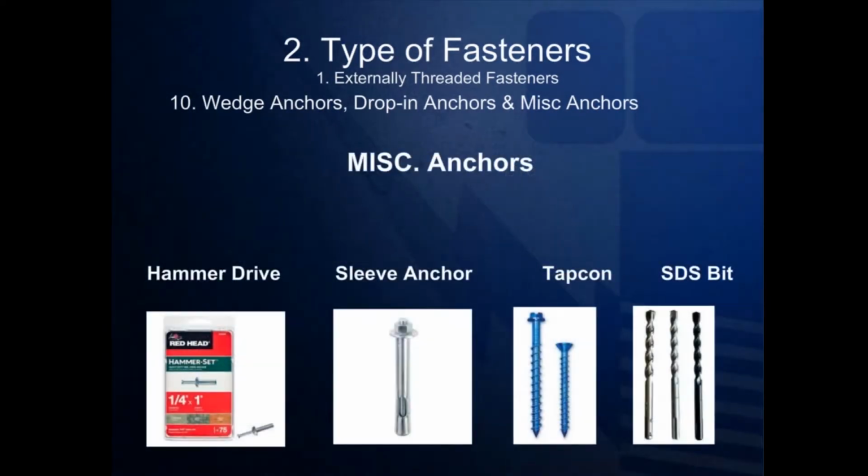Other types of anchors include hammer drives, which are small nail-type anchors where, once the pin is driven inward, the part that is inside the hole rapidly expands, thus locking it into place. Sleeve anchors, which function essentially the same way as wedge anchors do. Tapcons, which are masonry screws used for drilling into brick and concrete. Possible applications would be to hang wooden boards on a brick wall.